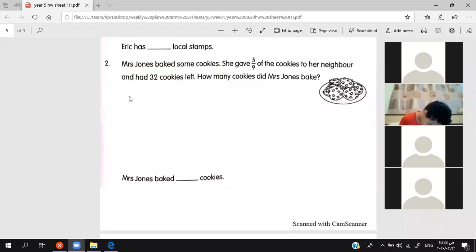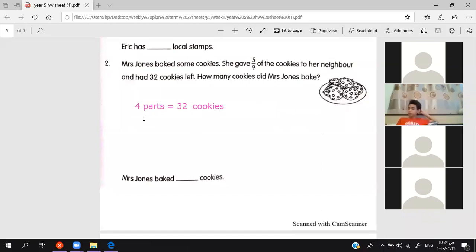And she had 32 cookies left. The 32 that's left, this is what over 9? How many parts from the 9? Definitely 4. So like that I know the 4 parts equals 32, because she gave 5 parts to the neighbor and 4 parts are left. He's saying that what's left is 32 cookies. The 4 parts is 32 cookies.